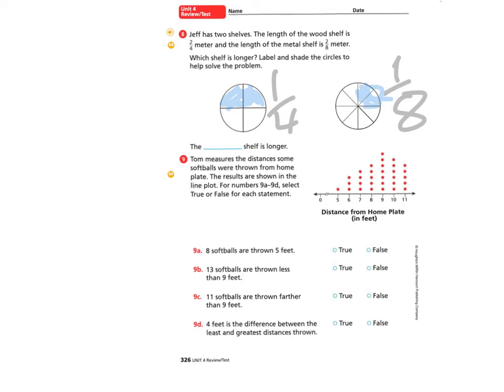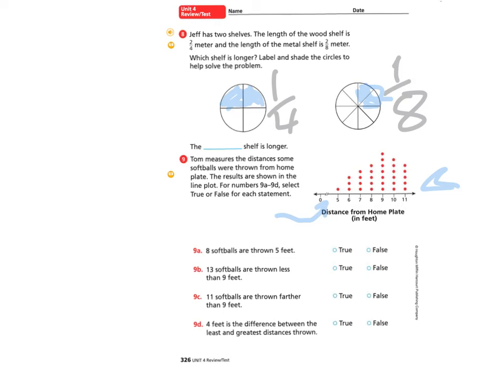All right, so Tom, on this one, a line plot or frequency chart. Tom measures the distances some softballs were thrown from home plate. The results are shown in the line plot. So with this one, remember there's typically a break. So it goes from 0, and the break is saying, don't worry about 1, 2, 3, and 4. Nobody threw them those distances.